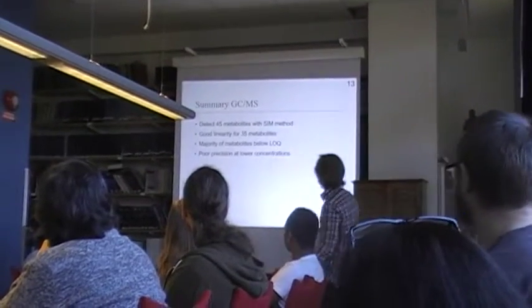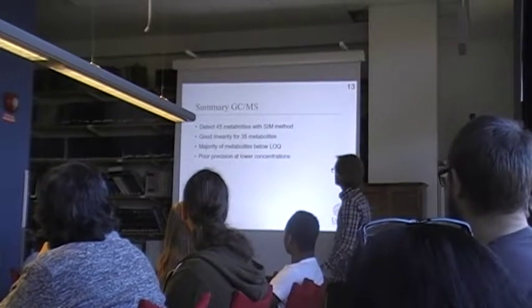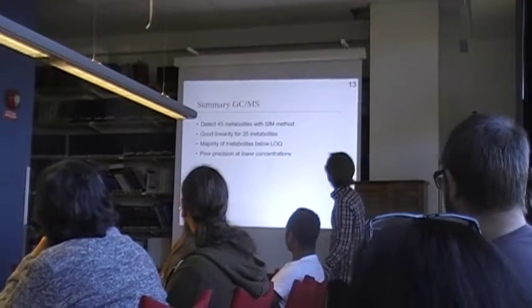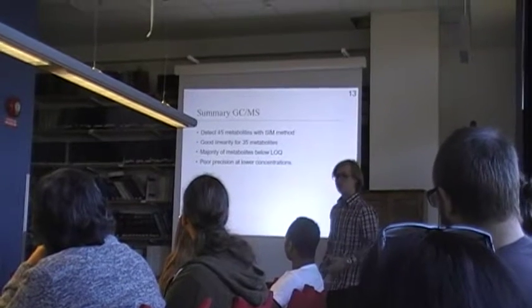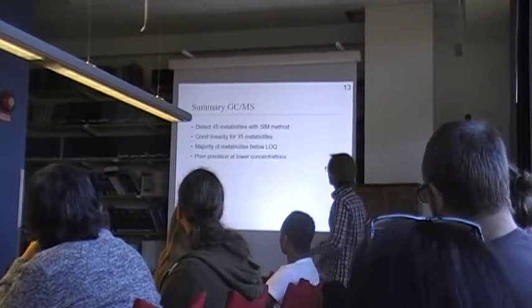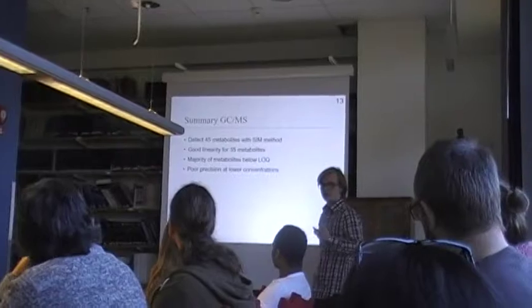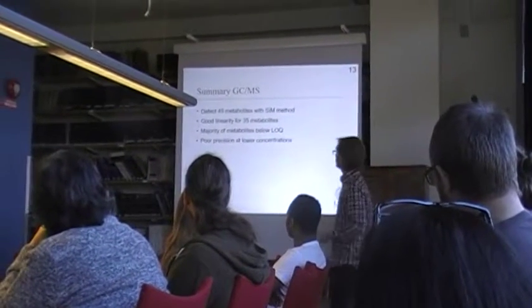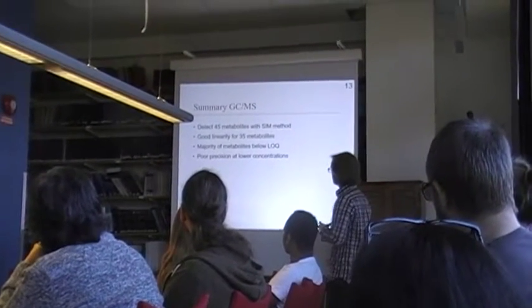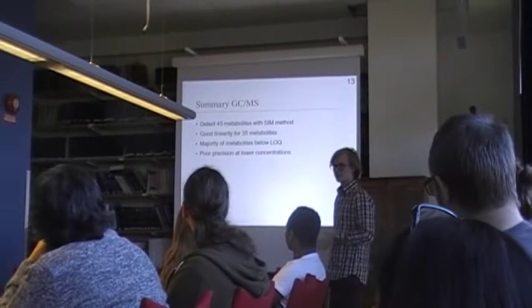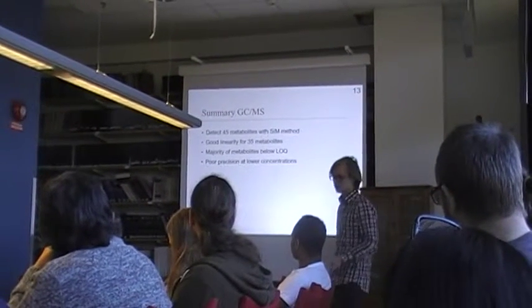And then just to briefly summarize everything that has to do with GCMS, we were able to detect 45 metabolites with the developed SIM method, and showed good linearity for 35 of these metabolites. The majority of metabolites unfortunately had a calculated concentration below the limit of quantification, and it seems that we have poor precision when we're calculating at lower metabolite concentrations.